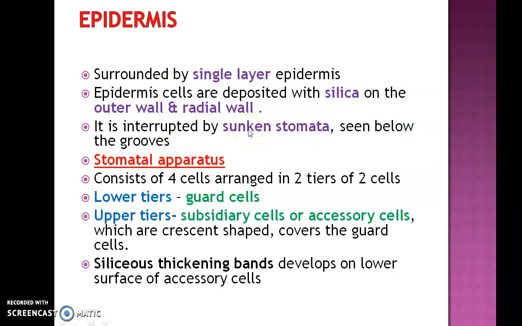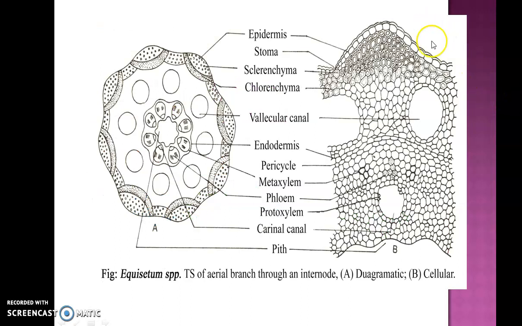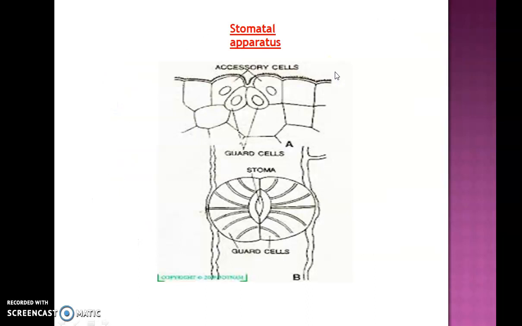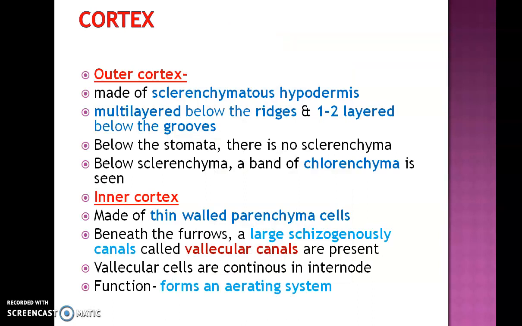The epidermis is interrupted by sunken stomata that are usually seen below the grooves. The stomatal apparatus consists of 4 cells which are arranged in 2 tiers. The lower tier consists of guard cells, while the upper tier consists of subsidiary cells or accessory cells. It's a picture showing a single layer of epidermis coated with silica. Stomatal apparatus is mainly seen below the grooves. Stomatal apparatus consists of accessory cells and guard cells.